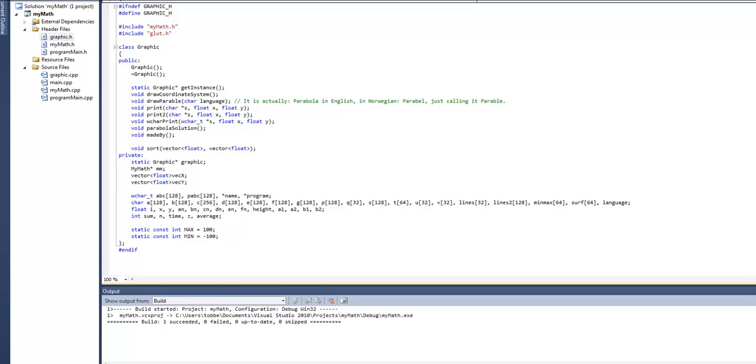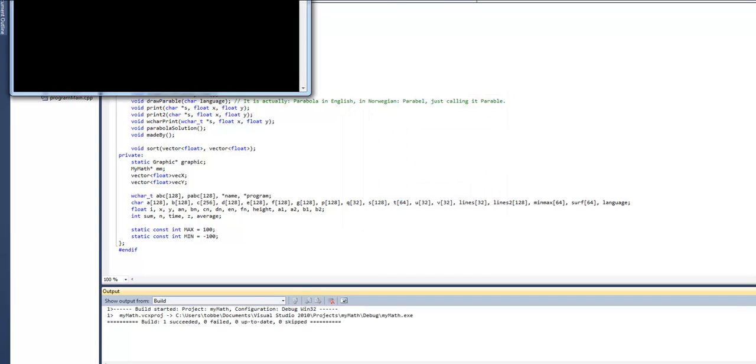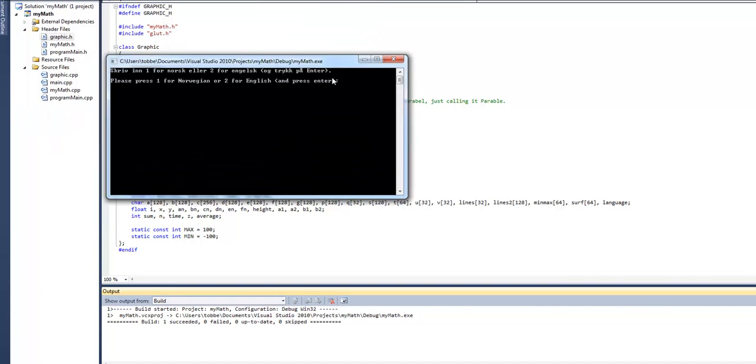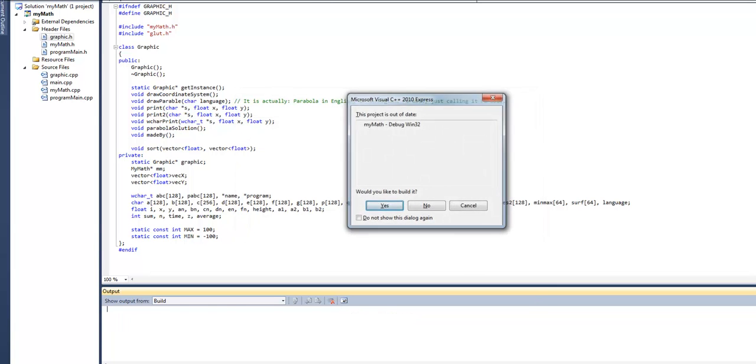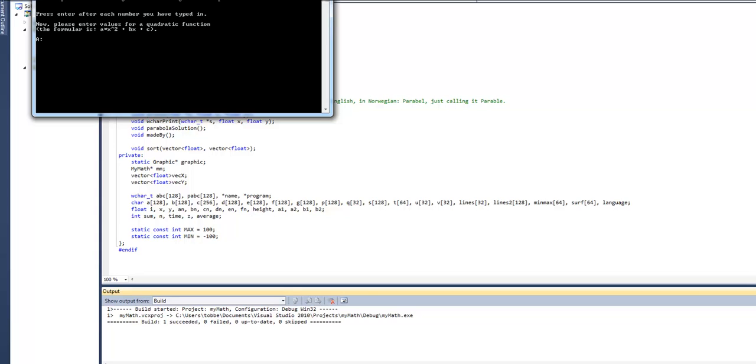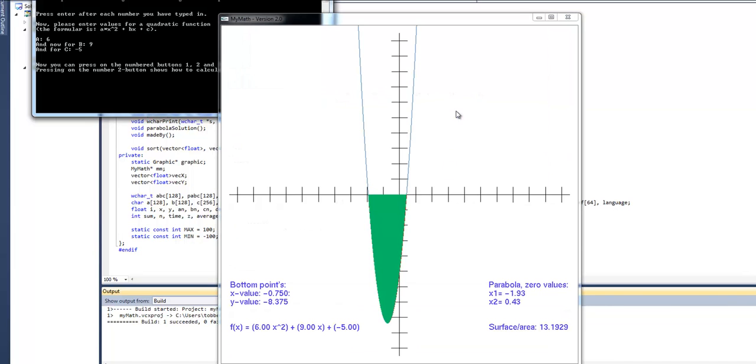What I'm going to show you now is this program called MyMath, which I made version 2.0 of a couple of years ago. And I made an example here. I'm just going to put that inside the screen here so everyone can see it. We're going for English, and we have 6x squared plus 9x minus 5. So 6, oops, no, that's not what I wanted. I wanted number 6, not number 5. So we go with 6 and 9 and minus 5. There we go.